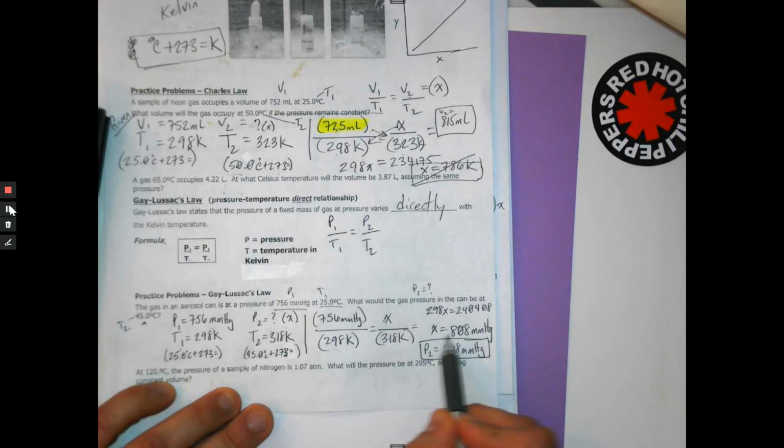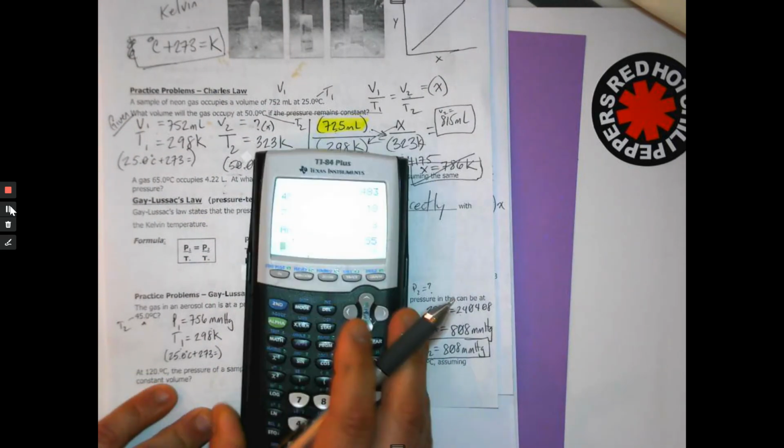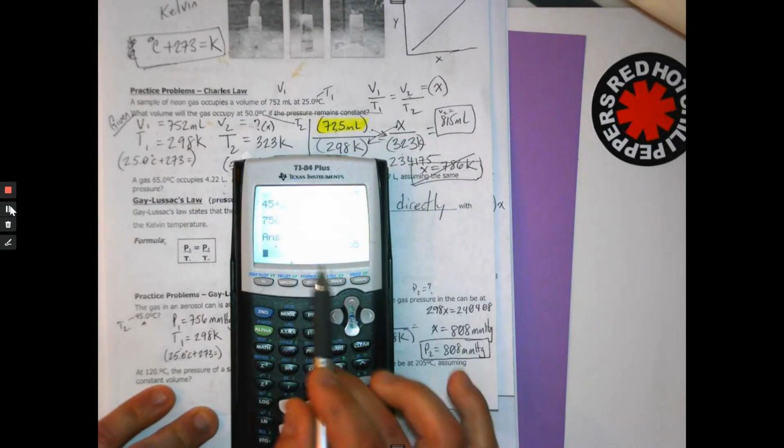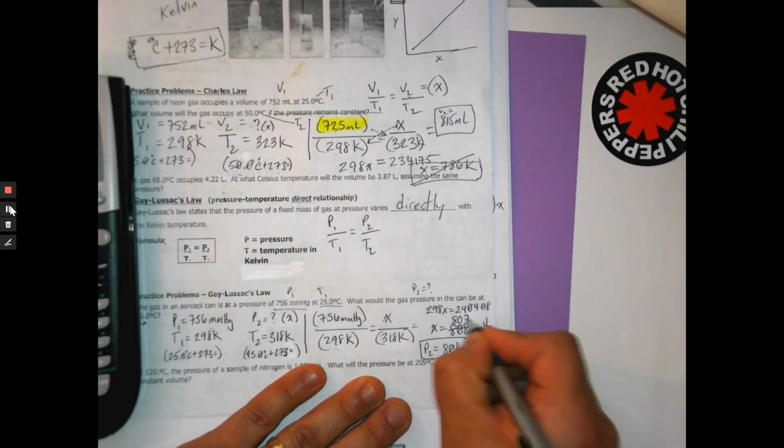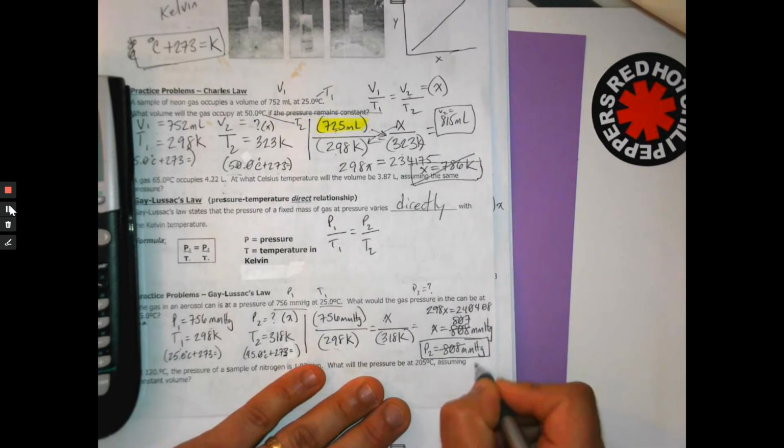And then I get X is equal to 808 millimeters of mercury. I'm sorry, it should be 807 because it's 806.7, so it should be 807. So I'll go ahead and make that quick change. And so it should be 807 millimeters of mercury for your second pressure.